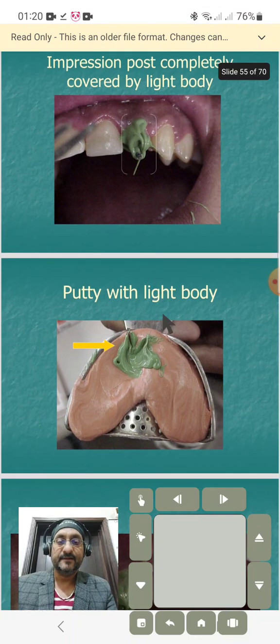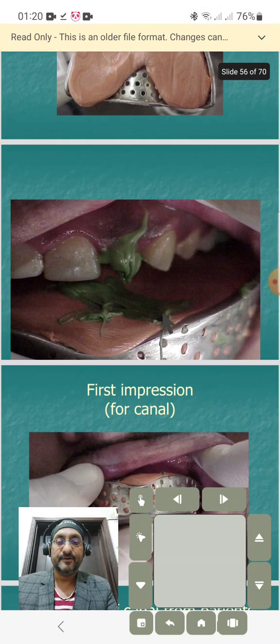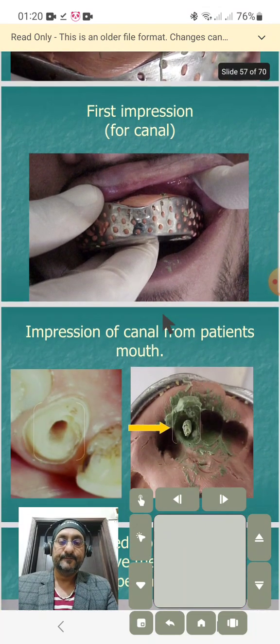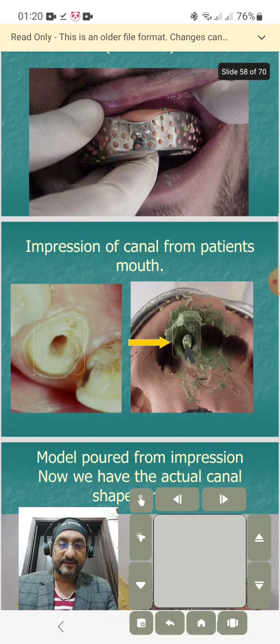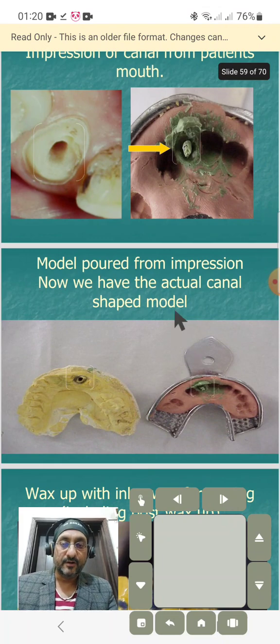and then putty with the light body, and then we take the impression first for the canal, and we take it out. You can see the impression from the canals. This was the initial condition. Now there's the canal post impression as well. We pour the model, and the condition is like this.